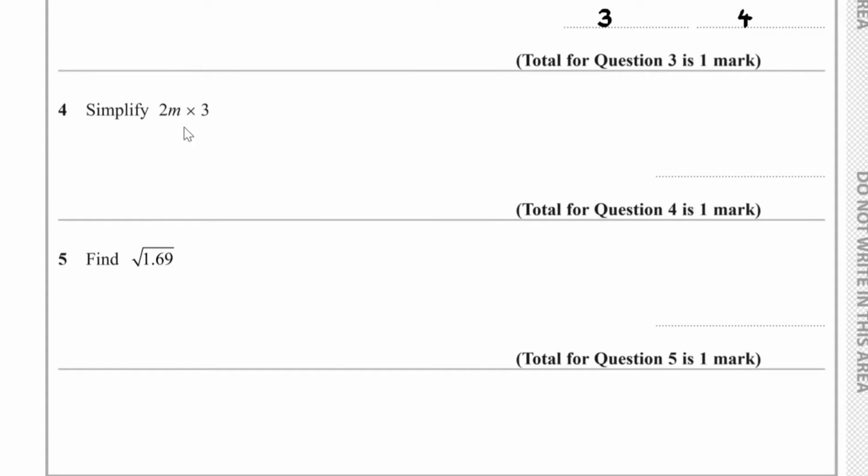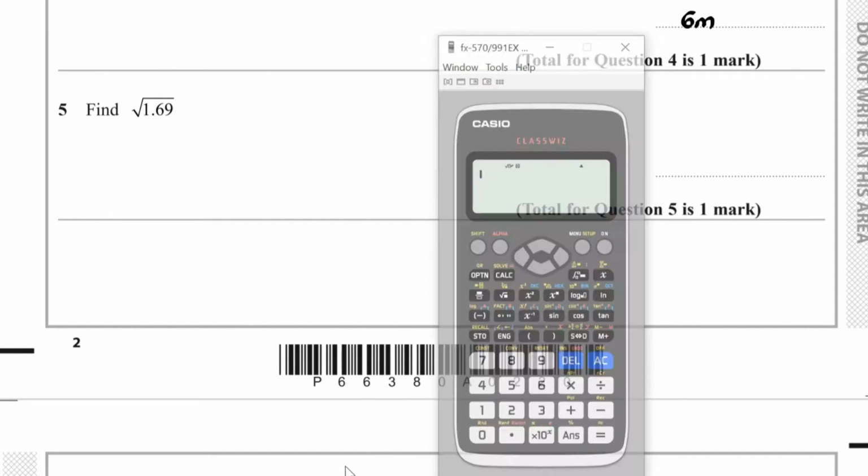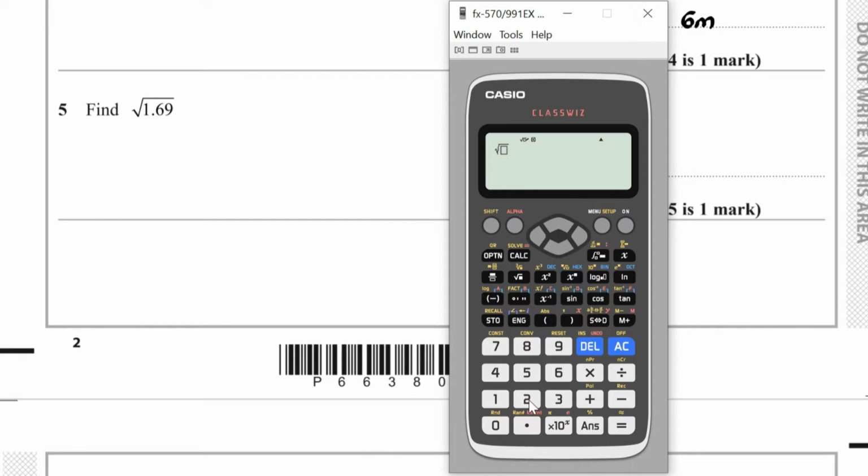Question number 4. We have to simplify 2m multiplied by 3. What we will end up with is 6m. 2 times 3 gives a 6. We are still multiplying that by m. We end up with 6m. Question number 5. We have to find the square root of 1.69. If we type into our calculator the square root of 1.69, we end up with 1.3. So we have 1.3.